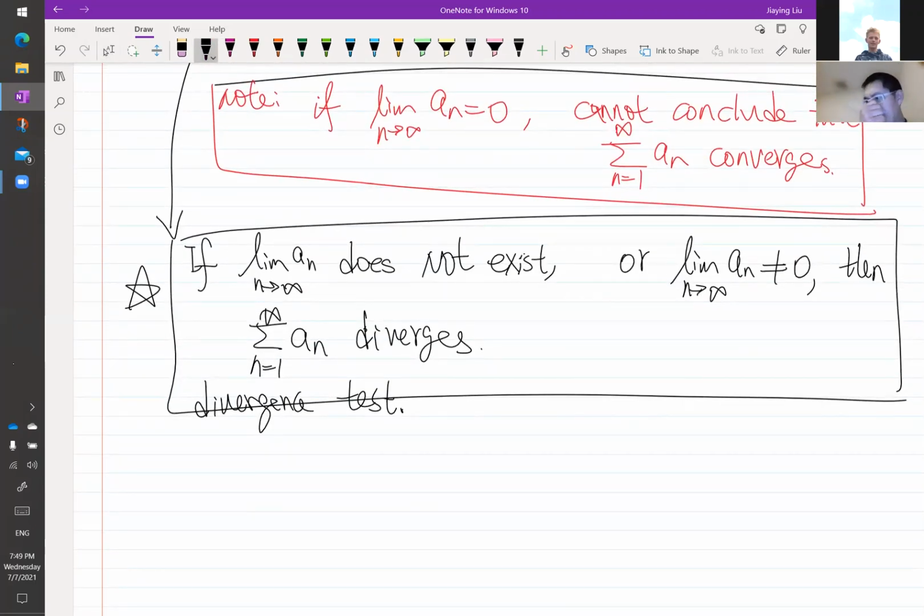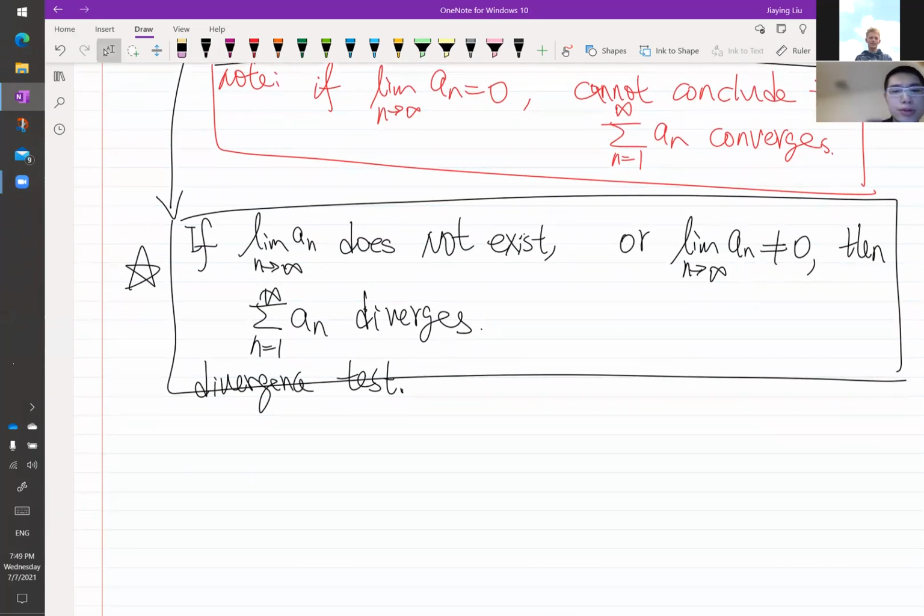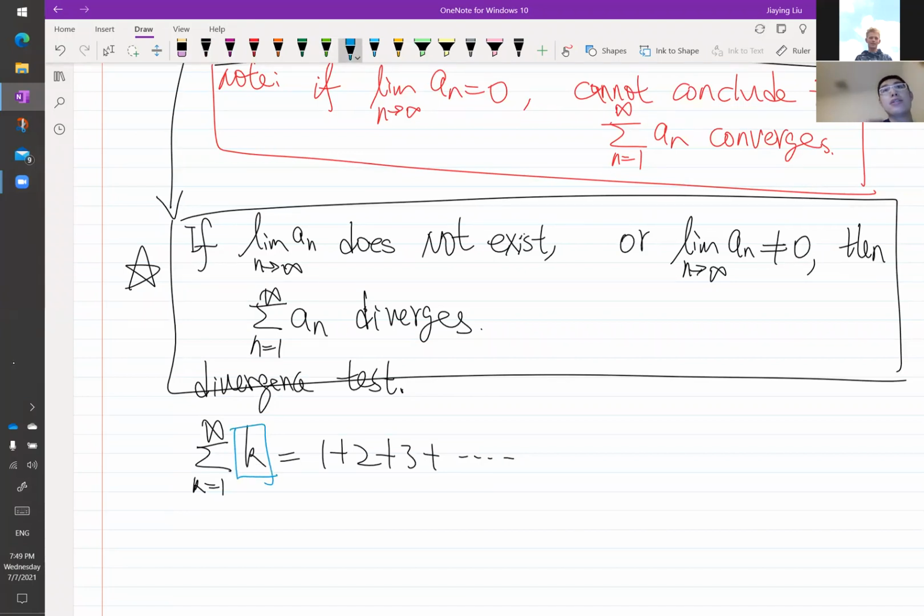I'll give you a couple of examples. Hopefully that will make a little bit more sense. For example, earlier we had this series, k going from 1 to infinity of k. If we expand it, we get 1 plus 2 plus 3 and so on, right? In this series, this is what the an is, right? So we can take the limit of k as k goes to infinity. What does that give us? We end up with infinity, right?